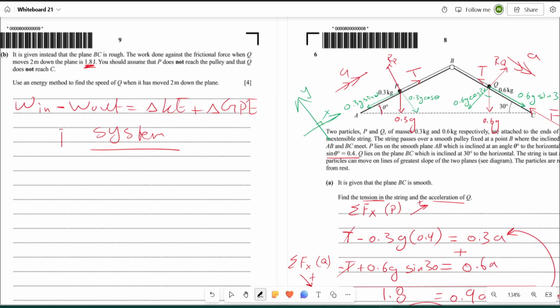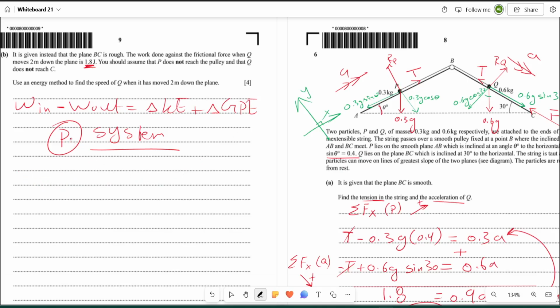So if I'm taking P only as my system, I'll have the tension. So the work in is going to be tension, minus work out. Is there any work out on P? No. Work is force times distance, so tension times the distance moved, which is 2, minus work out on P, which is 0. There is nothing. I don't have any external force, I don't have any friction, I don't have any resistance to P, right? So that's going to equal the change in kinetic energy of P plus the change in potential energy of P.